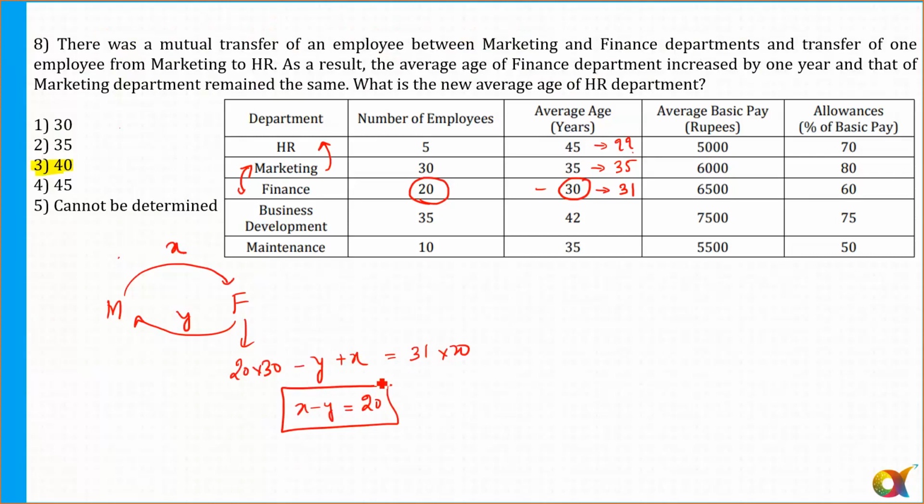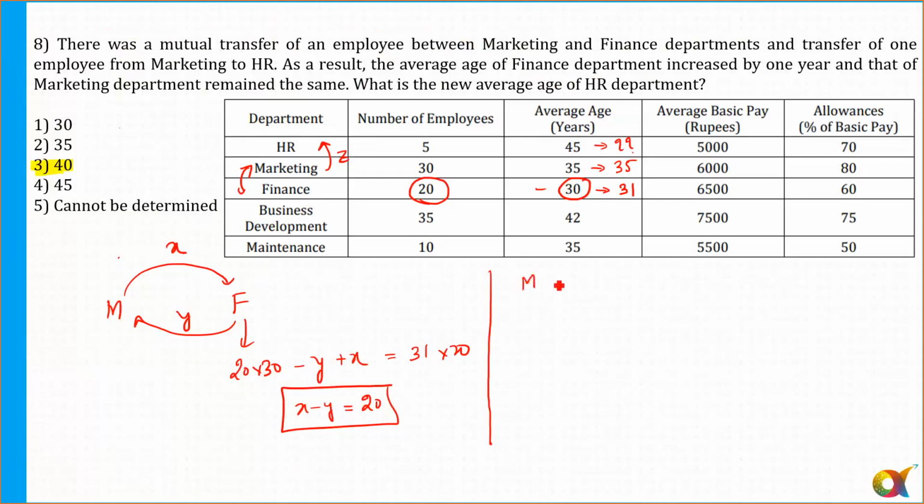Okay. So X minus Y is equal to 20 here. Now, next thing, this already happened. Now, we also know the average of marketing didn't change. But from marketing to HR, one person has shifted. So let's say the person whose age is Z.